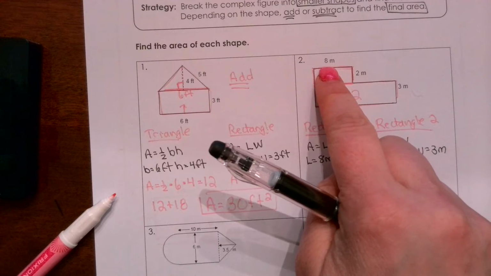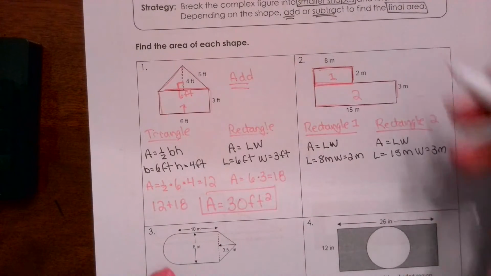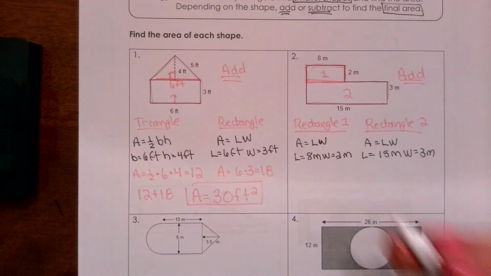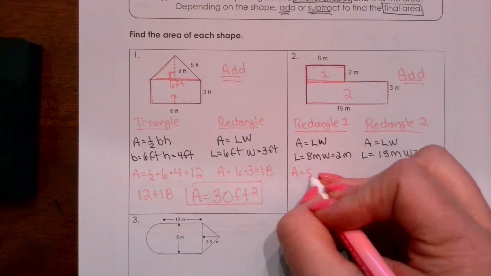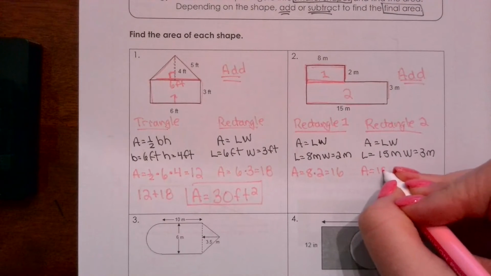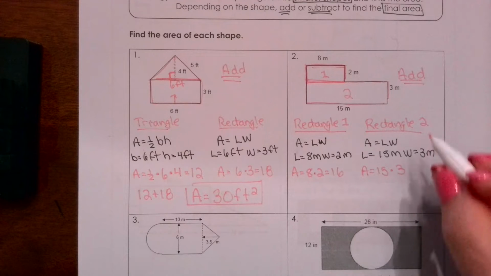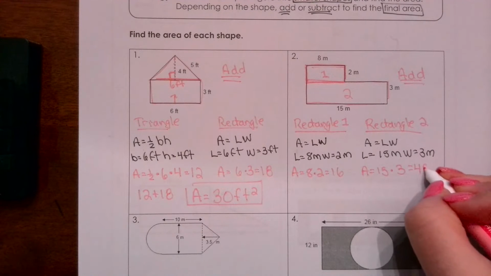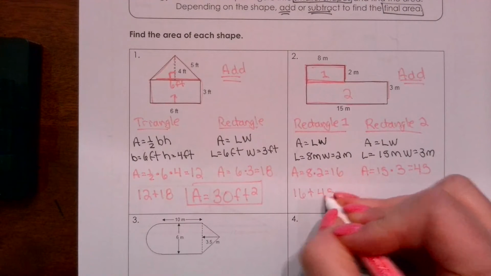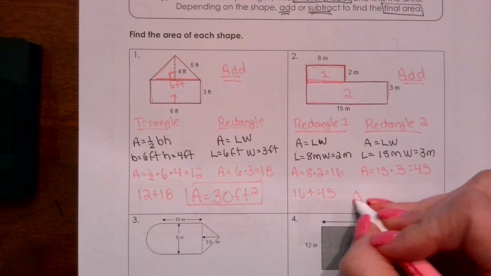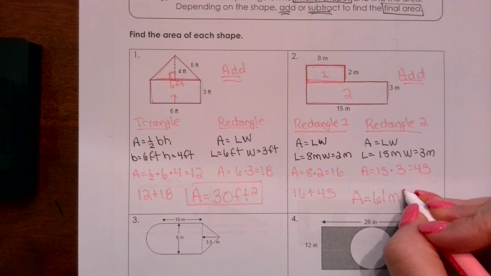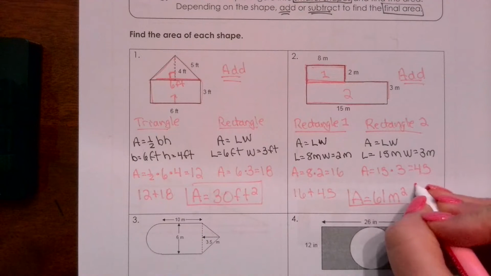Now, I'm going to want this rectangle and that rectangle together. So this is a situation where I will be adding the areas. Alrighty, area equals 8 times 2, that's 16. Area equals 15 times 3, length times width, and 15 times 3 is 45. I am adding, so I'm looking for 16 plus 45. And this will give me my final answer. Area equals 61, and I need to label it as a unit squared, and it's meters squared in this case.